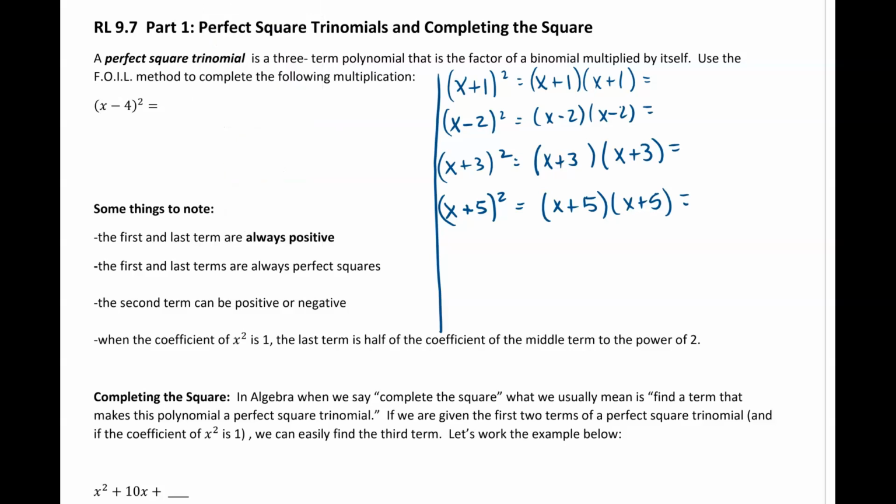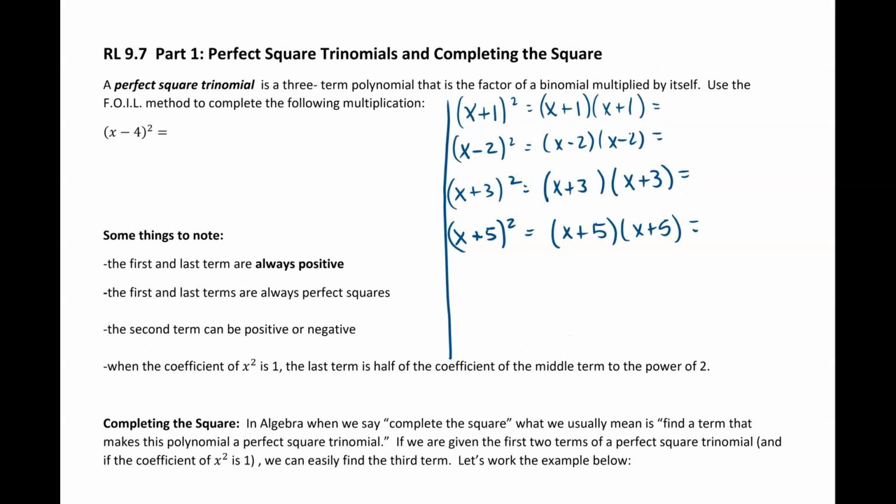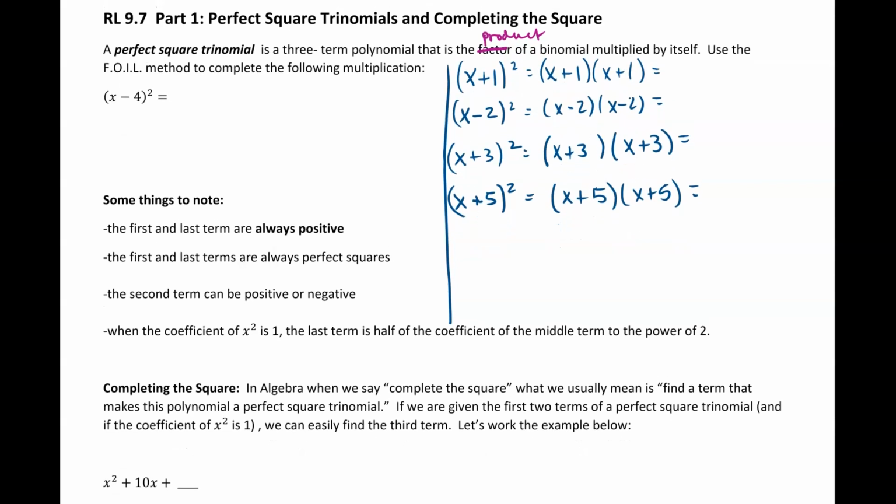So a perfect square trinomial is a 3-term polynomial that is the product of a binomial multiplied by itself. All right, so if we look at this first example, x minus 4 squared is not a perfect square trinomial, but it will create one.